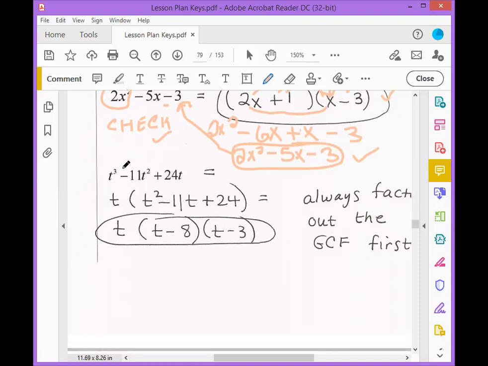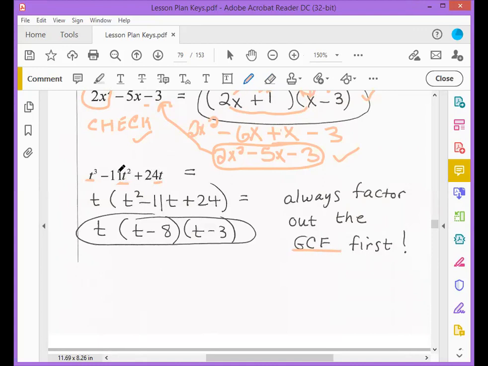We have t cubed minus 11t squared plus 24t. Now in all of these terms, we have a t. So one thing that we didn't have to worry about in the previous problems is that if you have a GCF, a greatest common factor, or a shared factor that you can divide into all three terms, you want to factor that GCF out first. So because all of these terms share t, we factor t out.